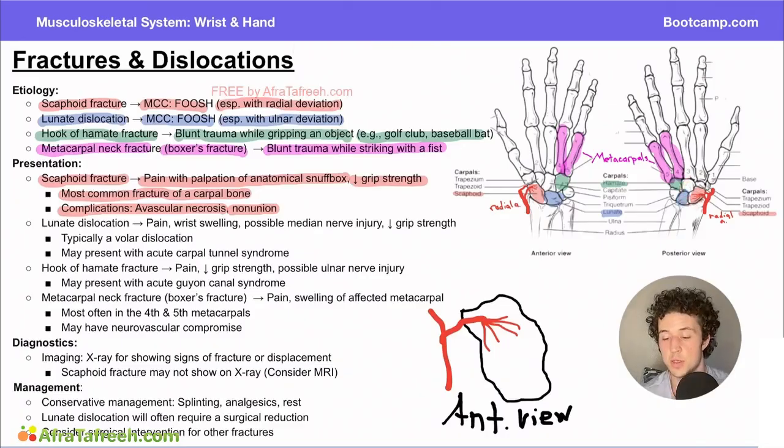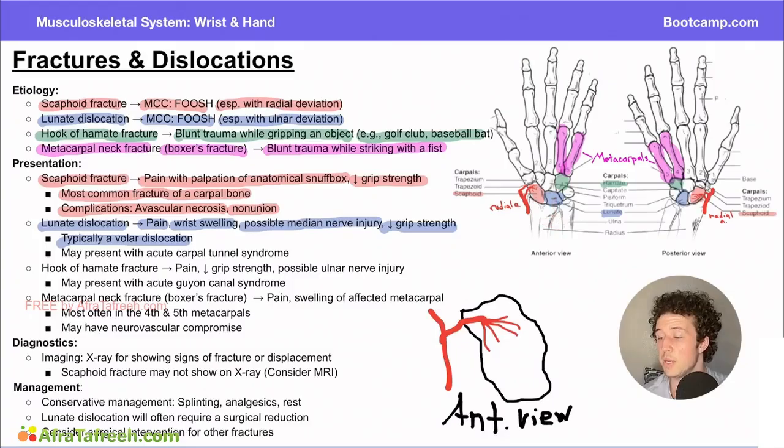All right, let's move on and talk about a lunate dislocation. So, as with any of the injuries here, pain is a common presenting symptom. There may be wrist swelling, and we can even have possible median nerve injury with a lunate dislocation. And of course, patients may have a decreased grip strength. Remember what I mentioned earlier, that it's typically a volar dislocation. So this lunate is going to come and be displaced anteriorly.